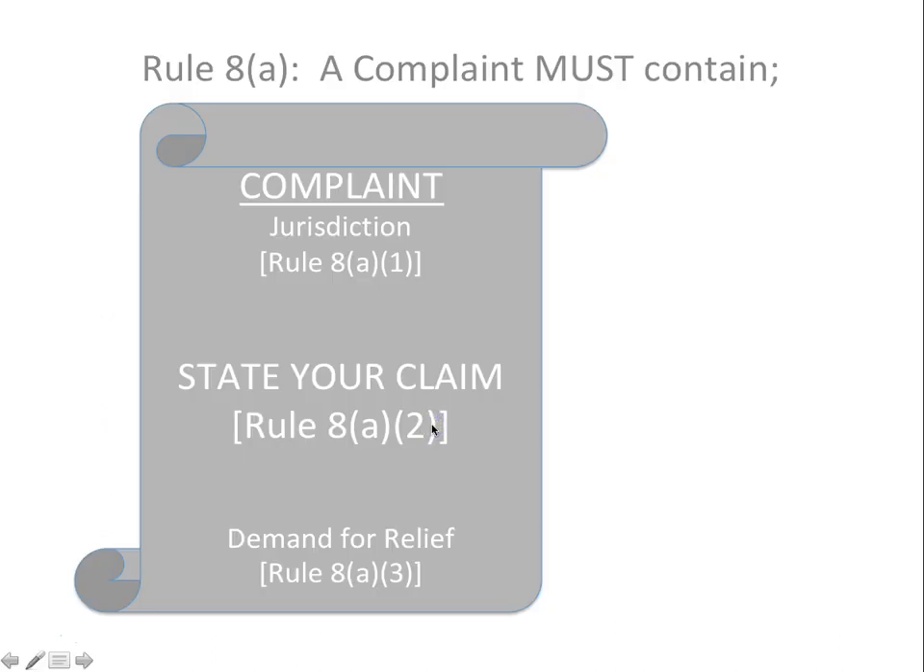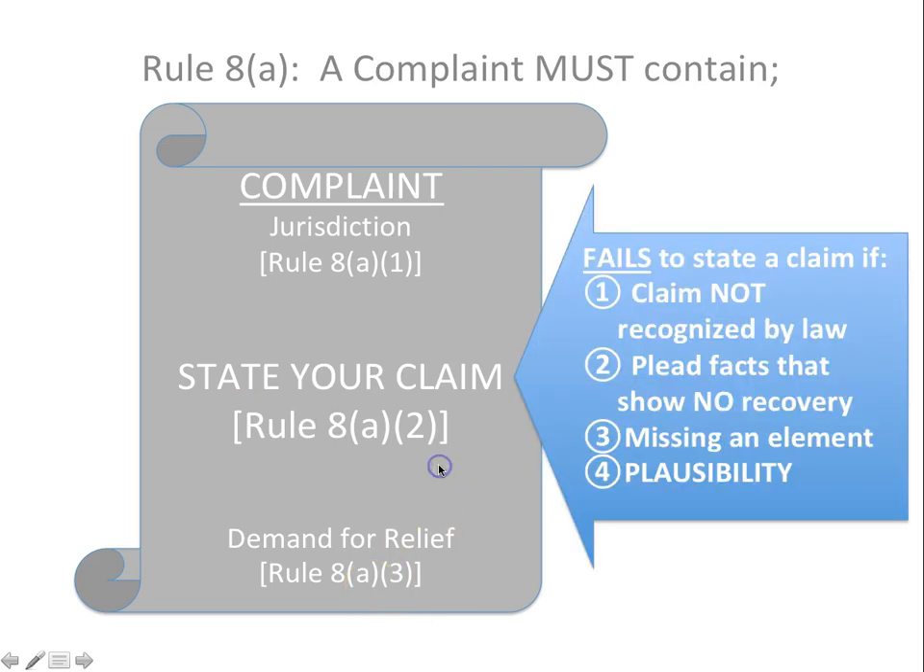Okay, so the topic we are looking at is when a complaint fails to comply with Rule 8A. And there are three requirements in 8A. A complaint has to have a statement of jurisdiction. It has to state the claim or state the cause or causes of action the pleader is seeking relief for, and then it has to have a demand for relief. And we're focusing on 8A2. And we're looking to see when a pleader fails to state a claim. In other words, fails to meet the requirements of Rule 8A2.